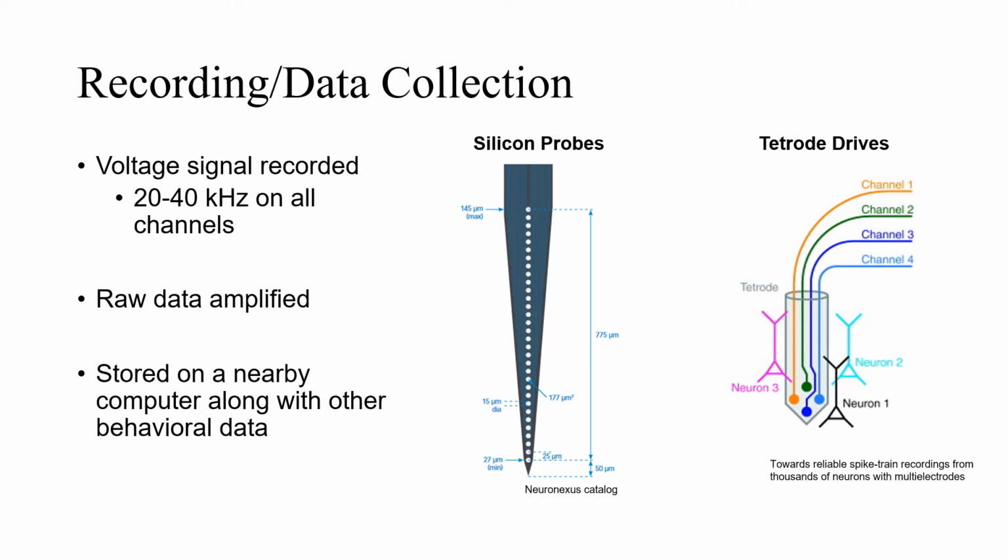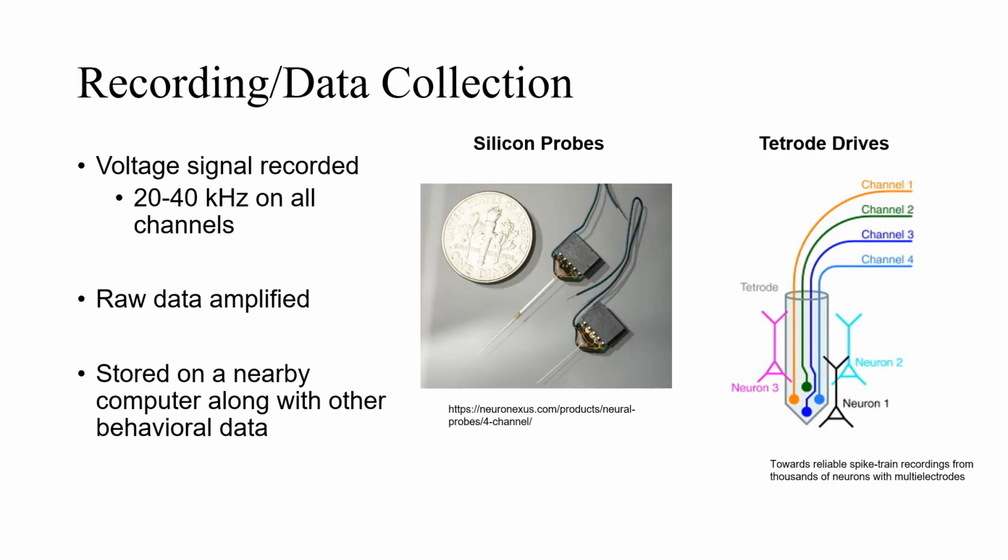Two popular types of electrodes used in in vivo recordings are silicon probes and tetrode drives. Silicon probes are fabricated using automated machines and can be made in a range of shapes and sizes with precise dimensions. They are usually expensive, but are highly standardized. Here is a schematic for a specific probe, and here is an actual picture of what they might look like.